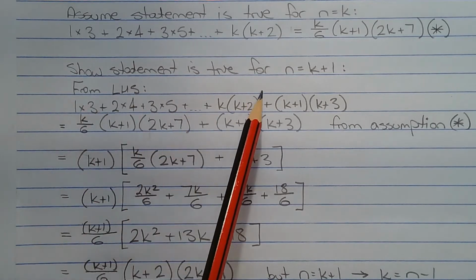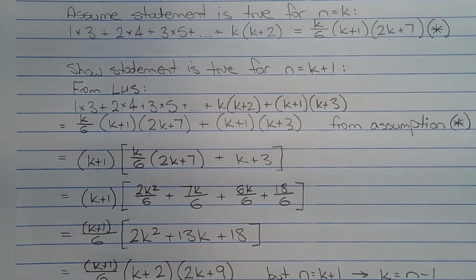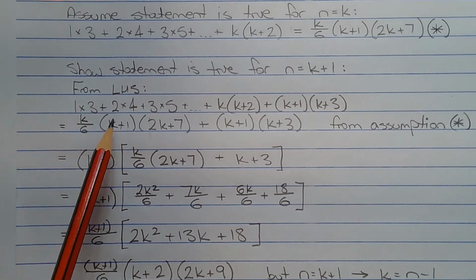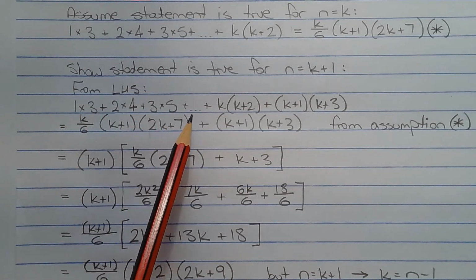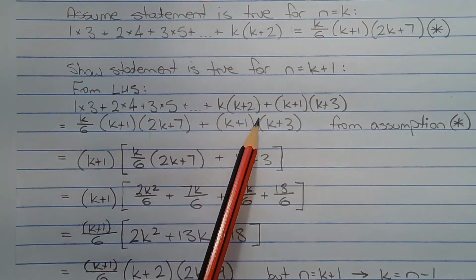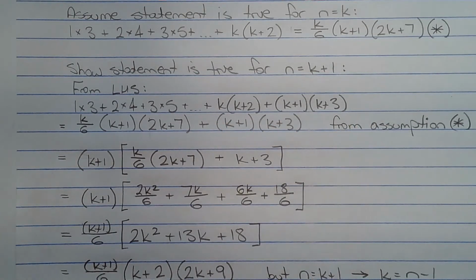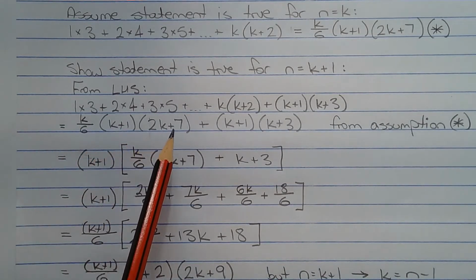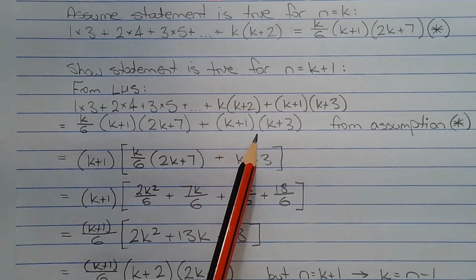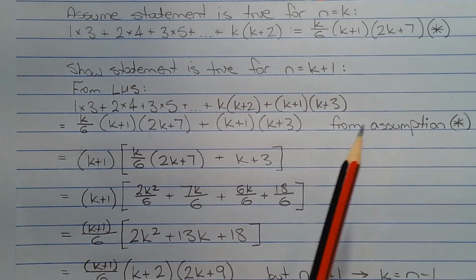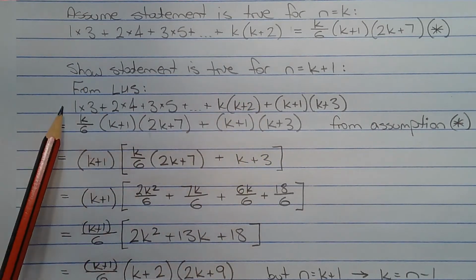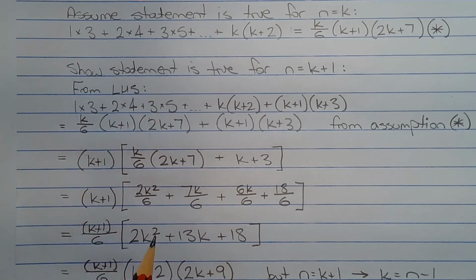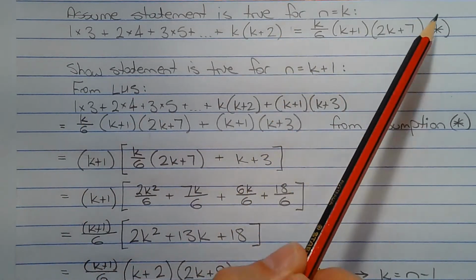Next, we show the statement is true for n equals k plus 1. So from the left-hand side of the assumption, we have 1 times 3 plus 2 times 4 plus 3 times 5 plus ... plus k times (k plus 2) plus (k plus 1) times (k plus 3), which equals k over 6 times (k plus 1) times (2k plus 7) plus (k plus 1) times (k plus 3). And that's from the assumption, since we can replace these terms of the series with the right-hand side of the assumption.